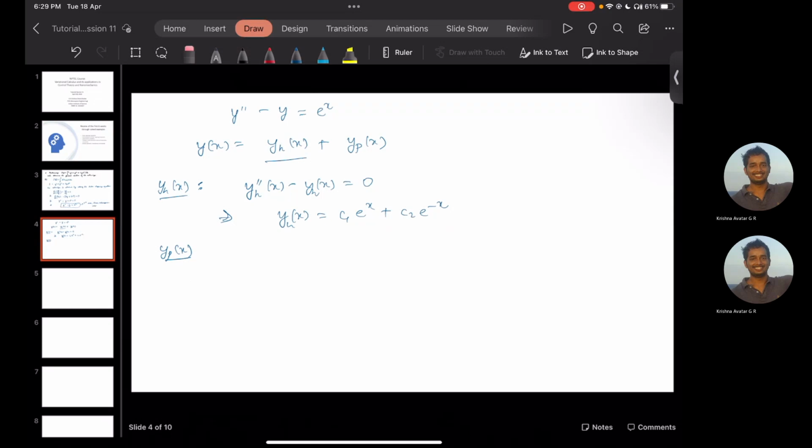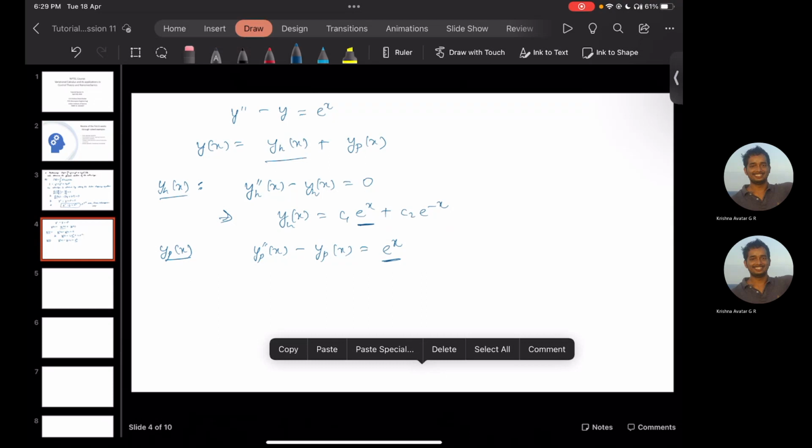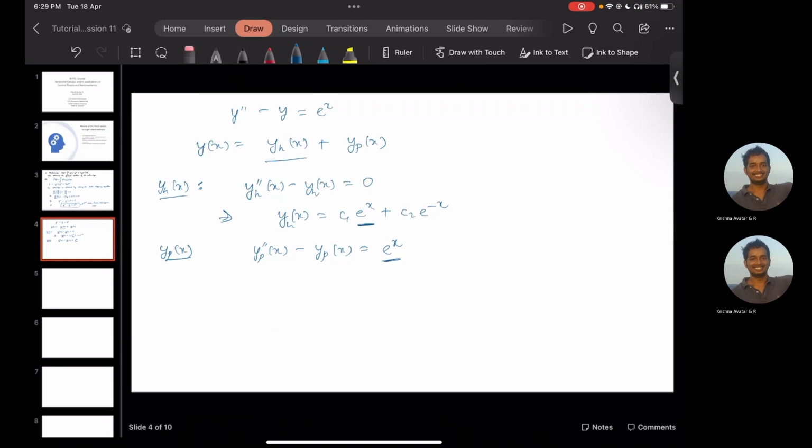Okay, for y_p(x), we need to have y_p double prime minus y_p equal to e to the power x. Now, when you take a look at the forcing function for the equation here, which is e to the power x, this is the same as one of the independent solutions to the homogeneous problem, right? So what we can conclude from here is that obviously we cannot have a solution of the usual form, given the way we solve for the particular integral of a problem, right?